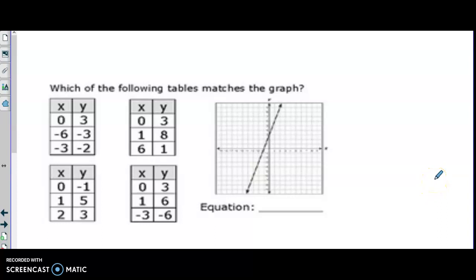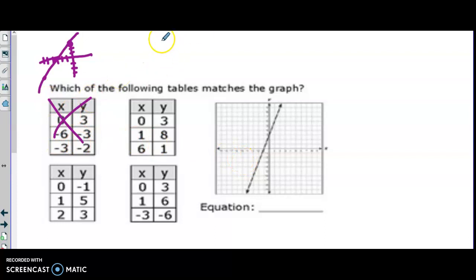All right, which of the following tables matches the graph? So if you're given a table, I like to just sketch my own points. I do this very quickly, not officially, but if I have 0, 3, I'm going to have a point there, and then -6, -3 is a point here, and I could sketch that graph, and I could see that that is not the same because I don't have a point over here at -6, -3. So it's not that one.